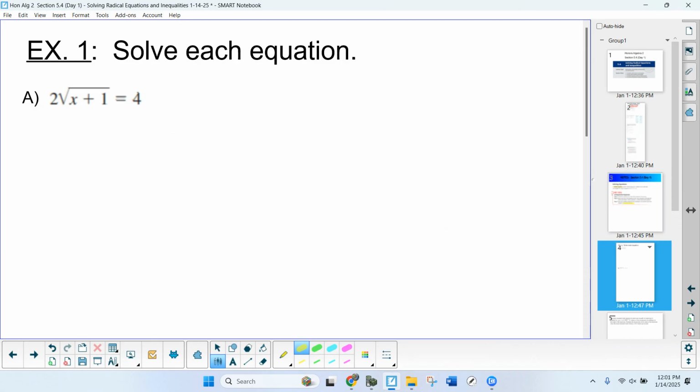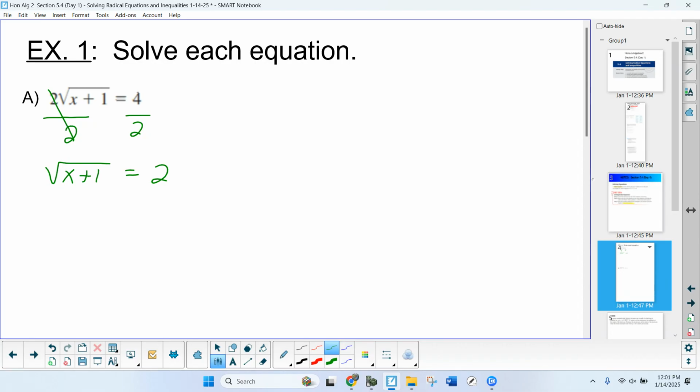So first one, we need to isolate this radical. So Cash, what are you going to do to isolate this radical? Divide both sides by 2. He's like, I got to get that radical by itself. I'm going to divide both sides by 2. So when you divide by 2, what do you get? Okay. Everybody good so far?